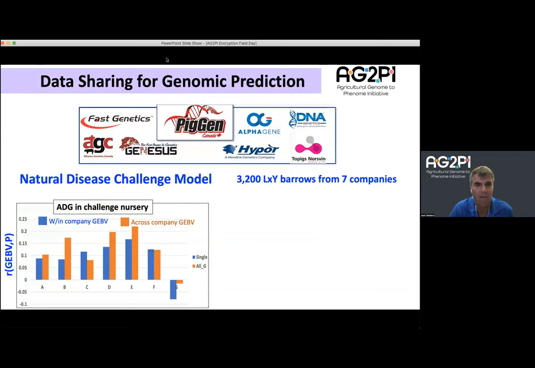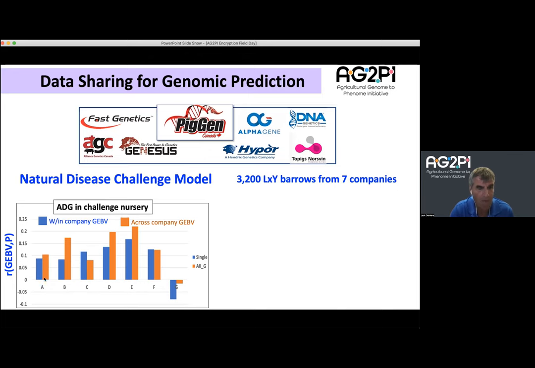This shows the benefit of sharing data for genomic prediction. This shows growth rate under the challenge. Each letter is a company. The blue line is the accuracy of genomic prediction in terms of a correlation with the validation phenotype, when we only use data from that company. There are 3,200 animals that we have records on in total, so on average, about 450 animals per company.